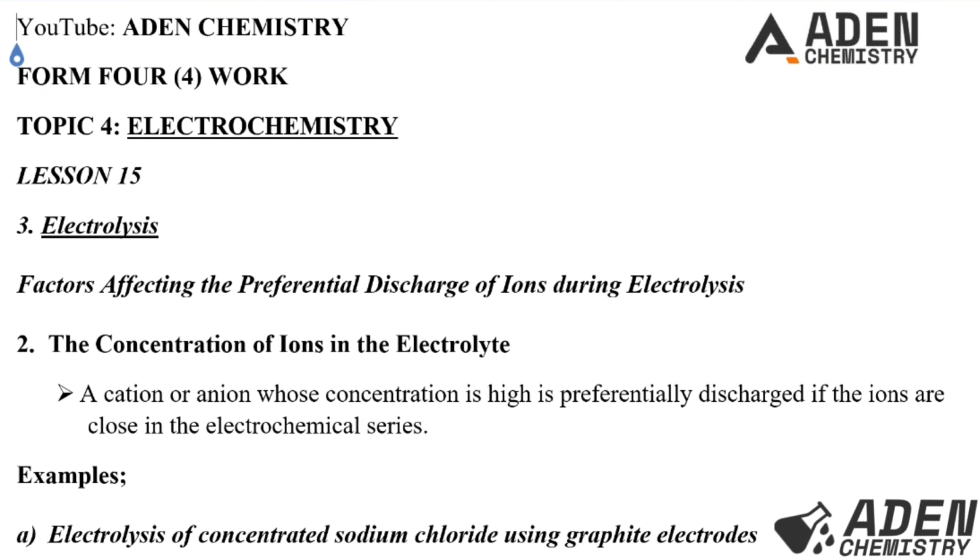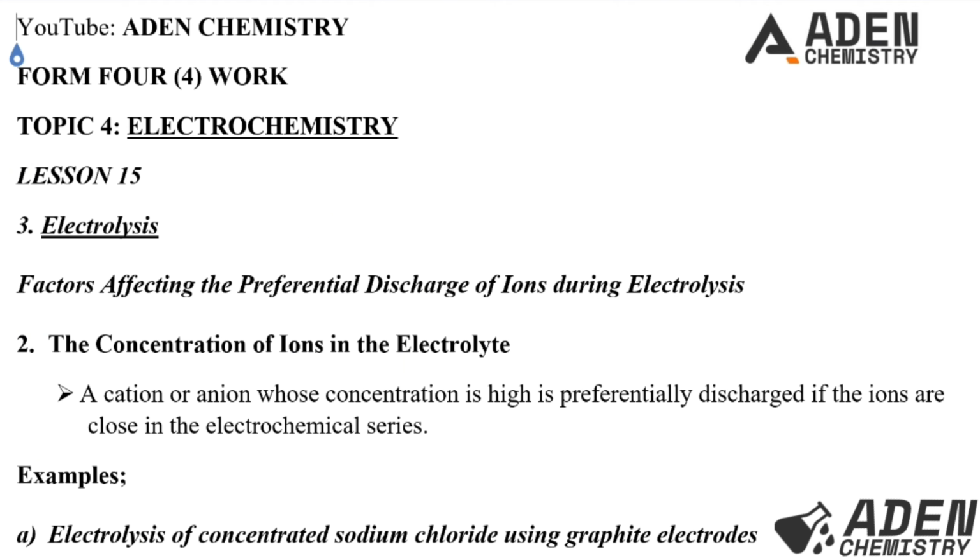Hello students, welcome. Previously, in lesson 14 from topic 4, we were dealing with the first factor affecting the preferential discharge of ions during electrolysis, which was the position of the cations and also anions in the electrochemical series. So today, lesson 15, we want to proceed to the second factor affecting the preferential discharge of ions during electrolysis, which is the concentration of the ions in the electrolyte.